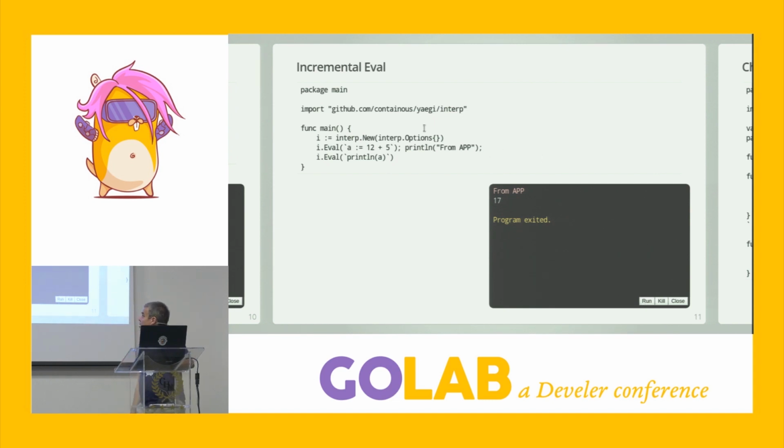Okay, so we have the first eval, which has, in fact, made the computation and assigned a variable. It doesn't display any result, we don't see it. Then we see the print line from the application, and then we go back to the eval, and then we retrieve the content of A.